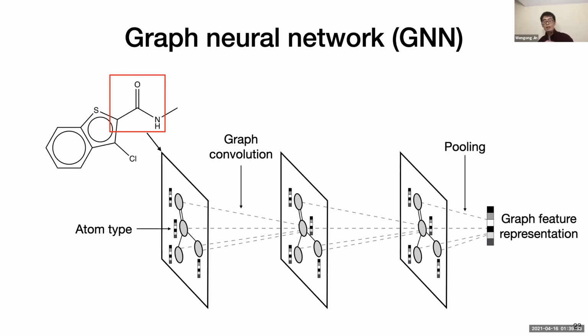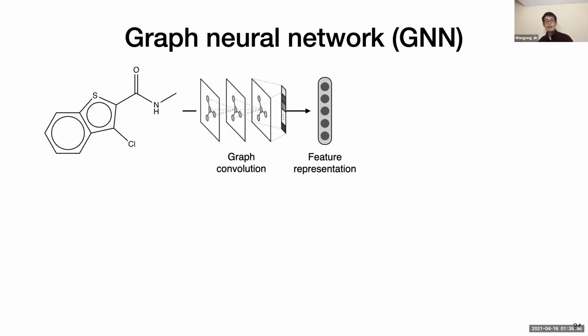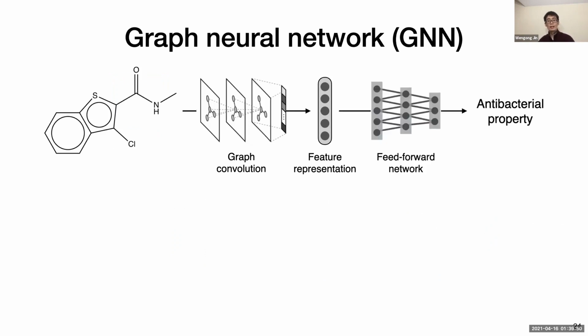So at the end, we apply some sort of pooling operation that combines all these vectors into a single vector that just summarizes what this graph looks like. I can then add a feed-forward network on top of this feature representation learned by the GNN to predict a single numerical score, basically a probability of how likely it can kill the bacteria.